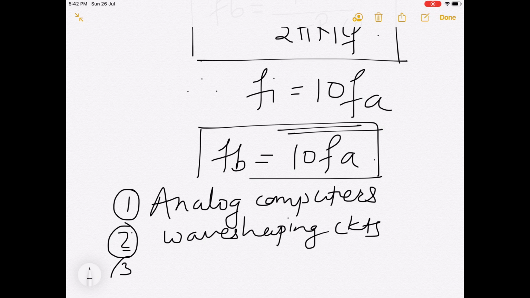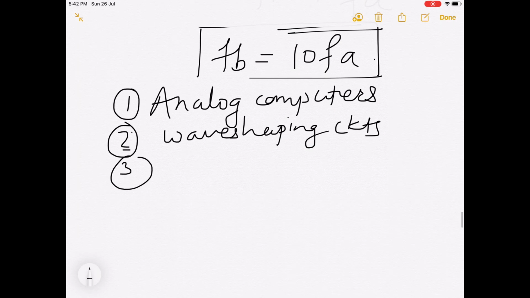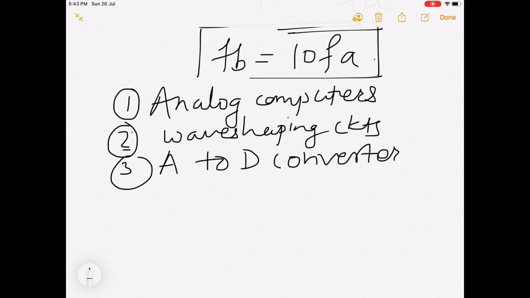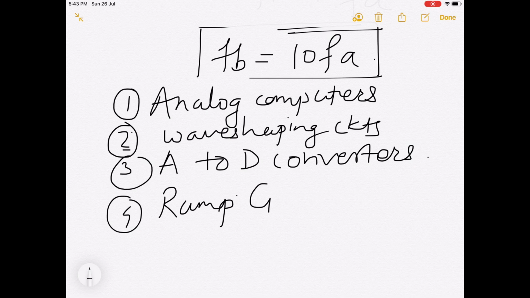And then third application is for solving differential equations. In analog to digital converters, means A to D converters, we require integrators. Okay. So, these are the applications. It is also used in ramp generators for converting square to triangular wave. So, ramp generators. Okay. So, these are the applications you can write in your exam.